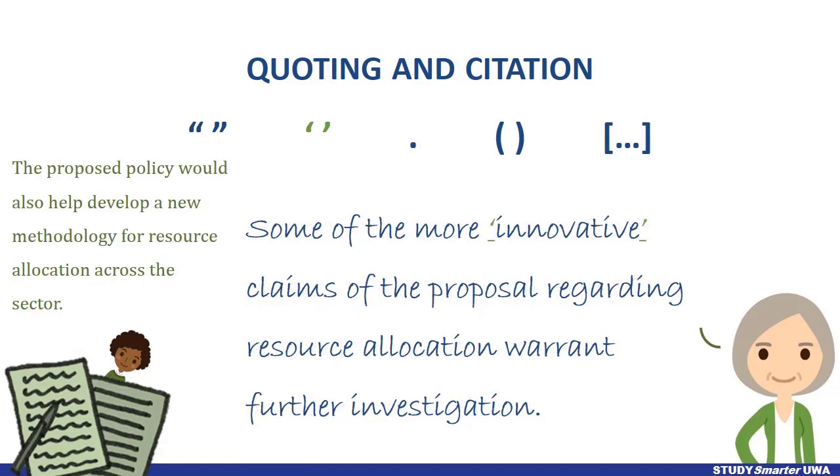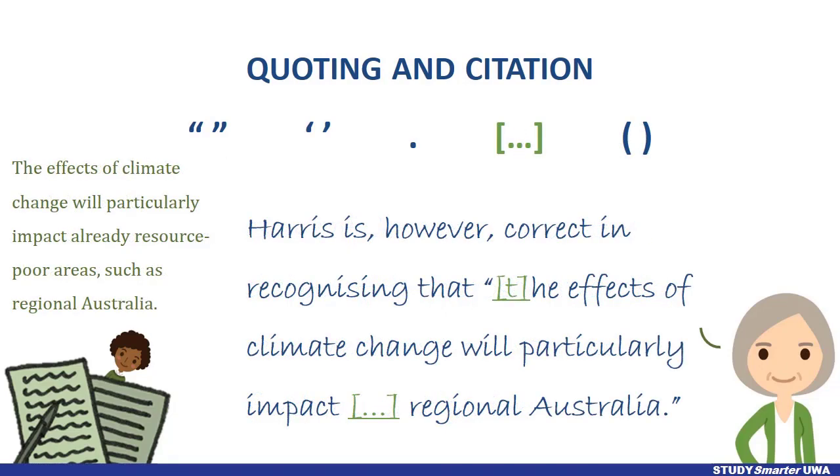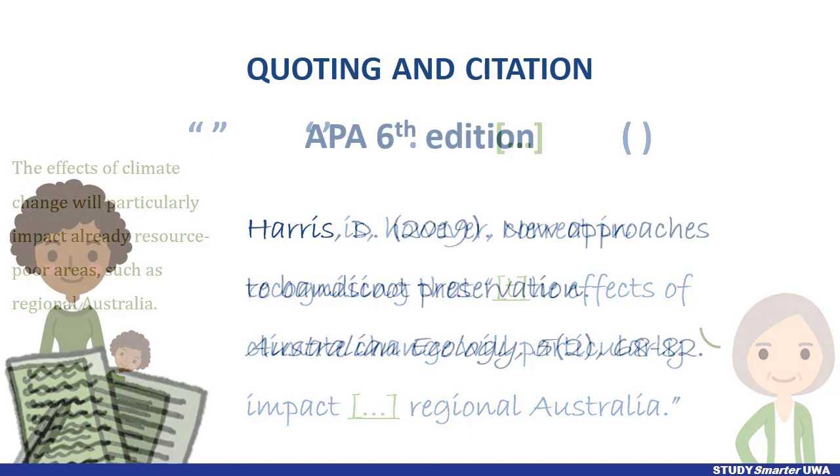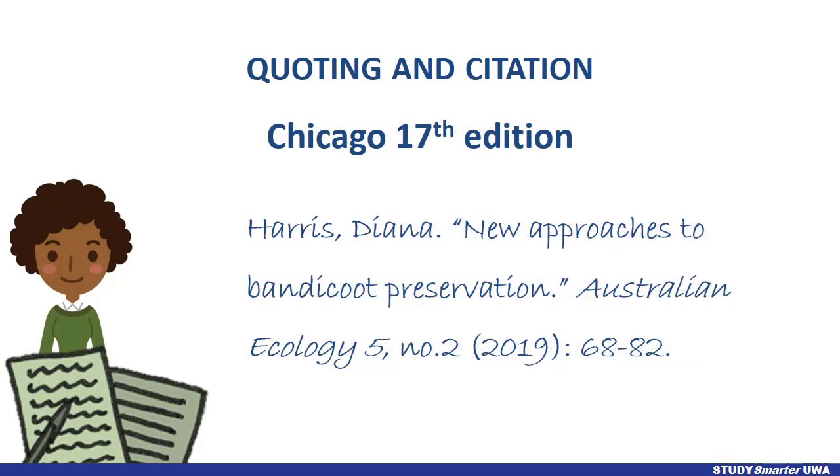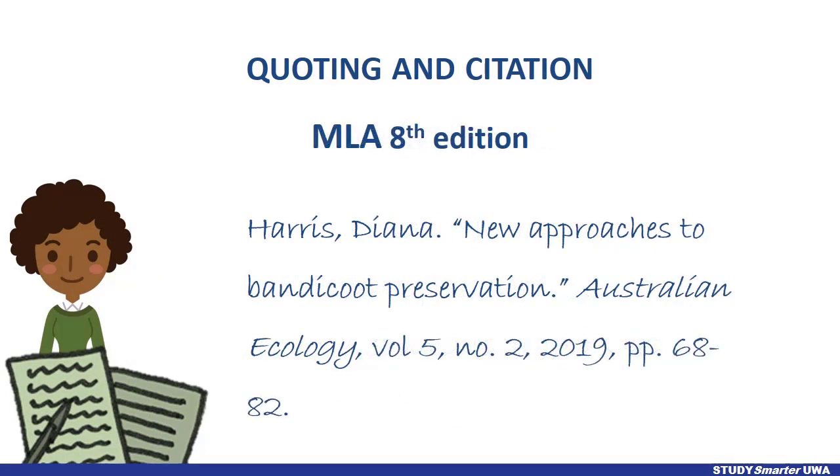Single or double quotation marks can also be used for scare quotes. These might introduce a new term, but can also have an ironic tone, which is not what you want in academic writing. Square brackets and ellipses allow you to show edits you have made to a quote. Remember to read your referencing style guide carefully, as each style has different ways of punctuating and formatting sources.